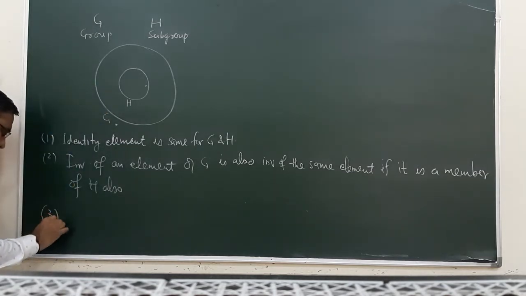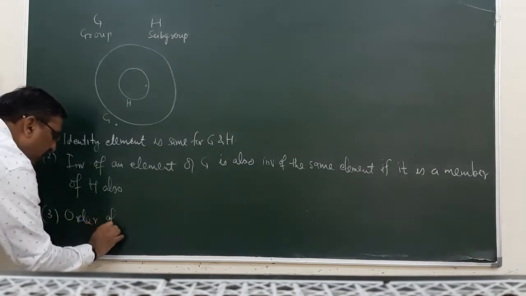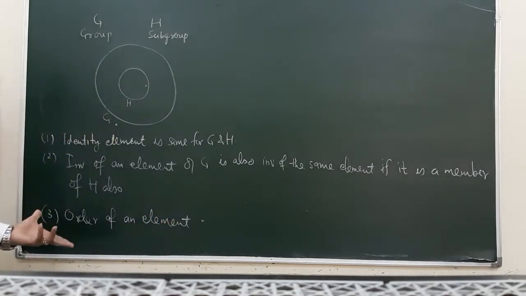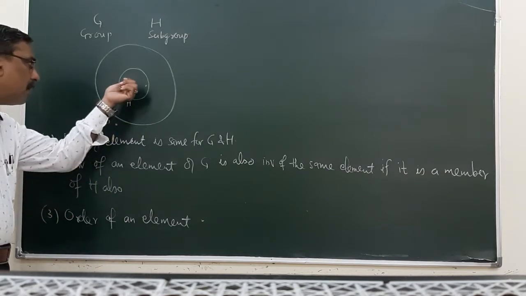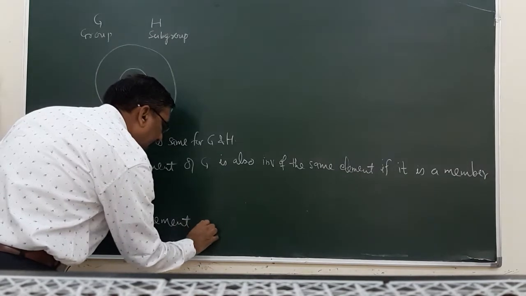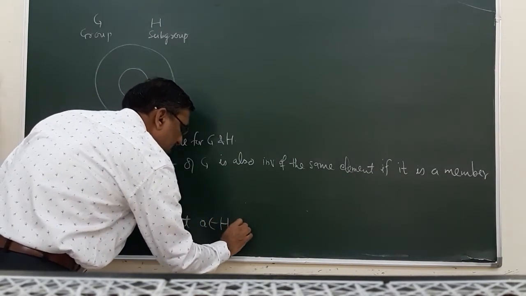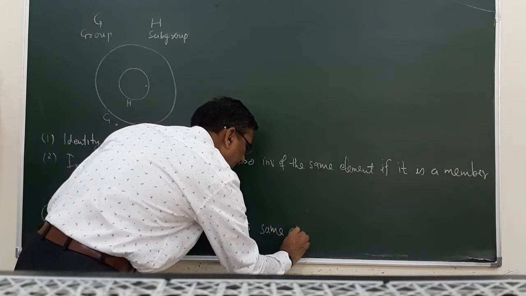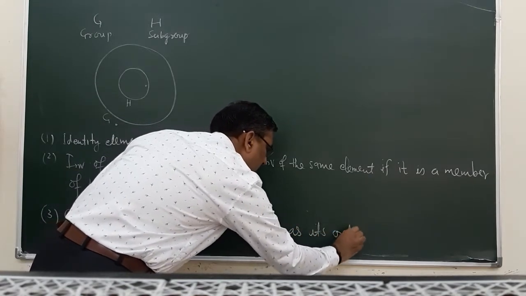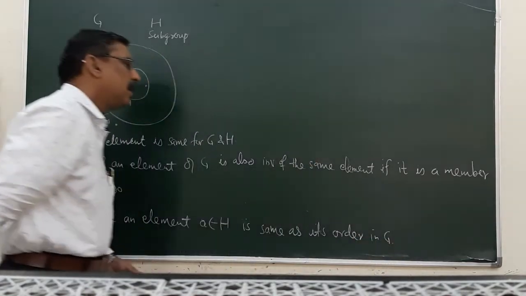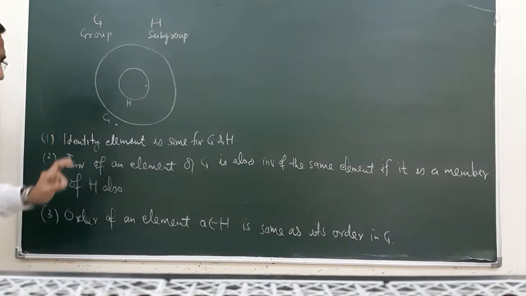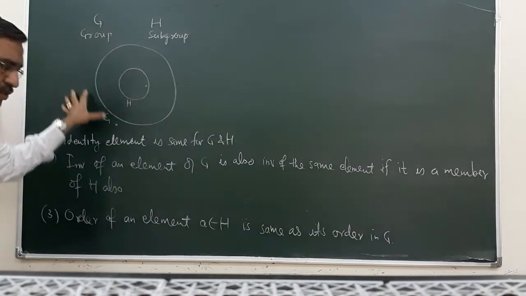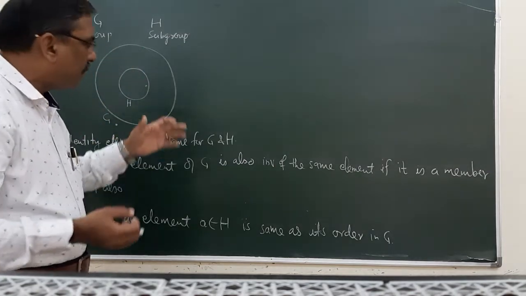And the third one, order of an element. Say any element A belongs to H, the order of A is the same as its order in G. Means if H has some element, then its order is not different from the order of the element of G. Let us try to prove them one by one.